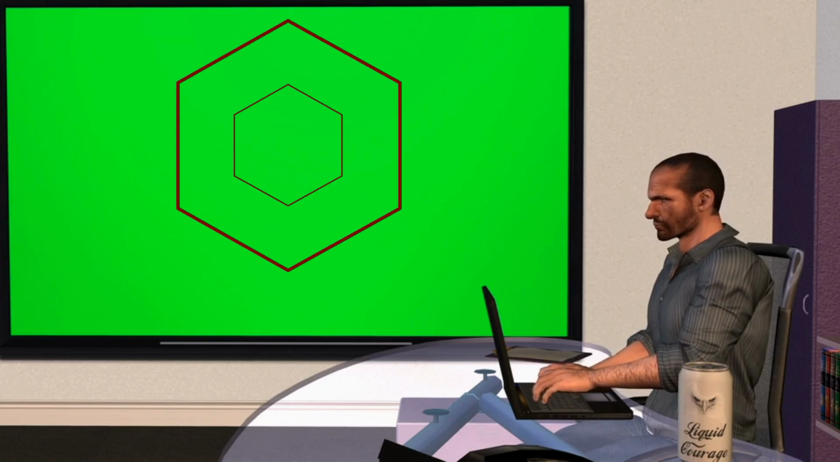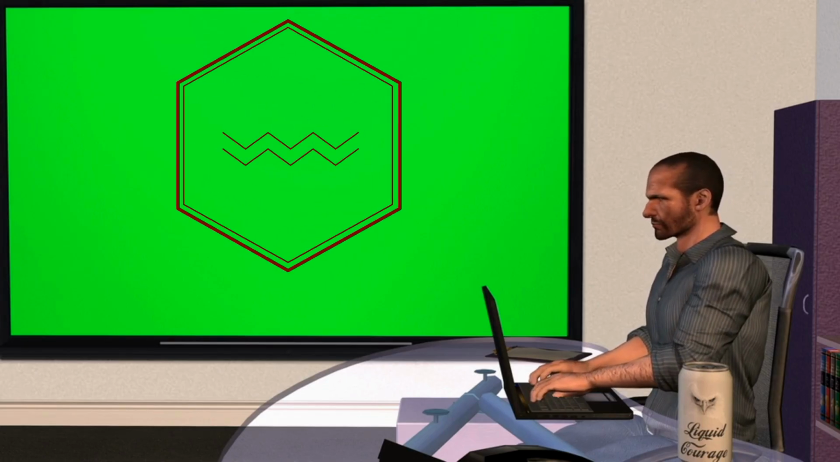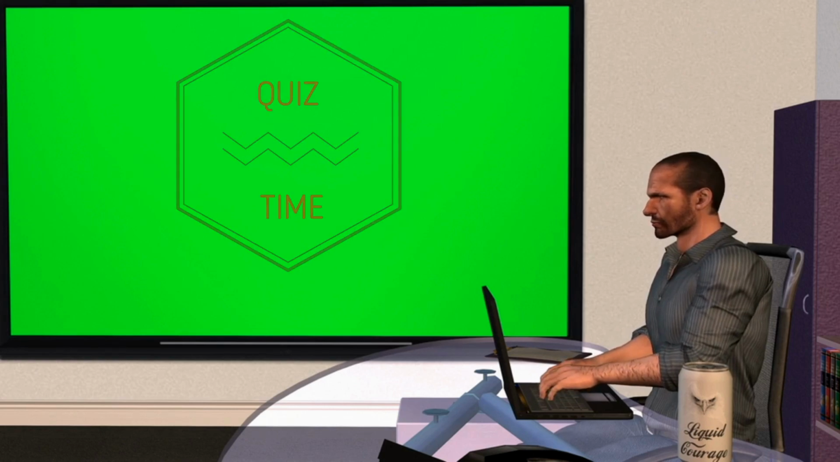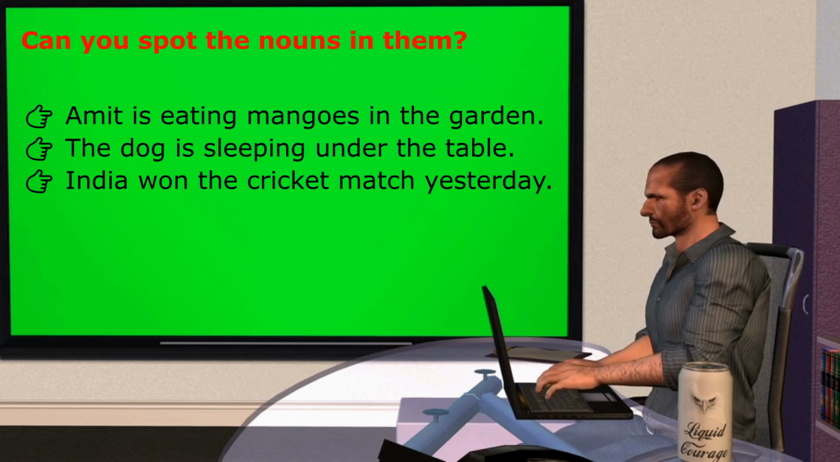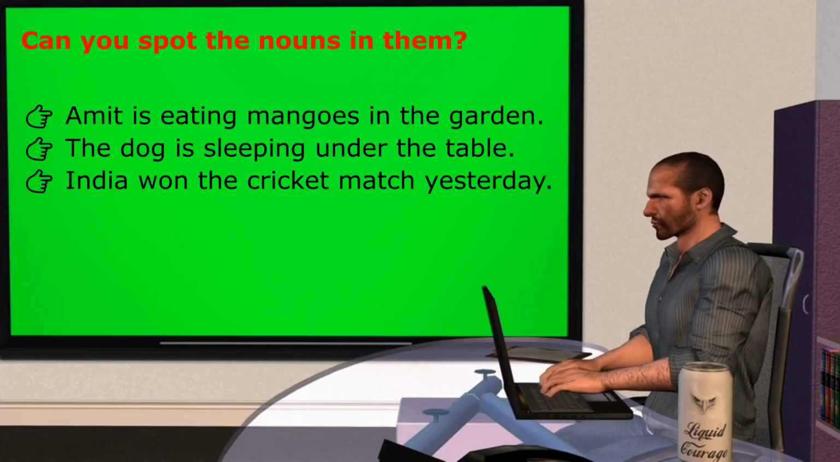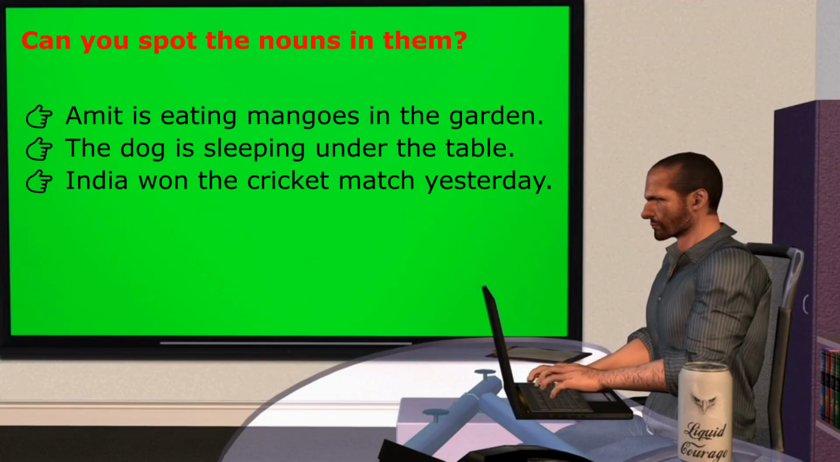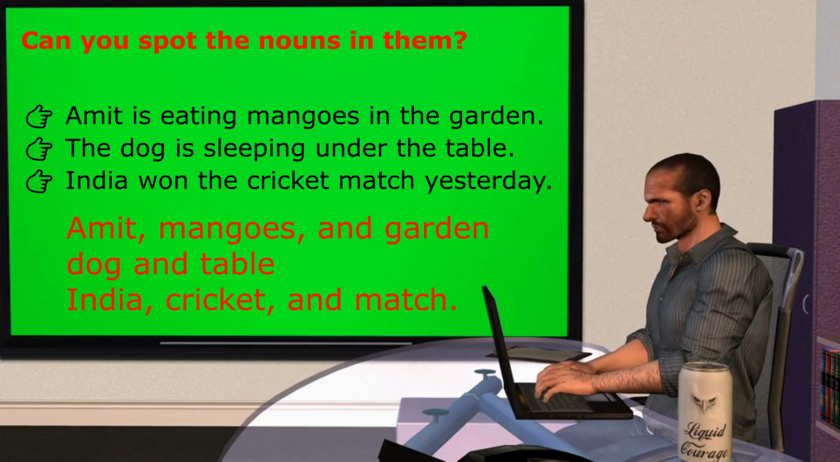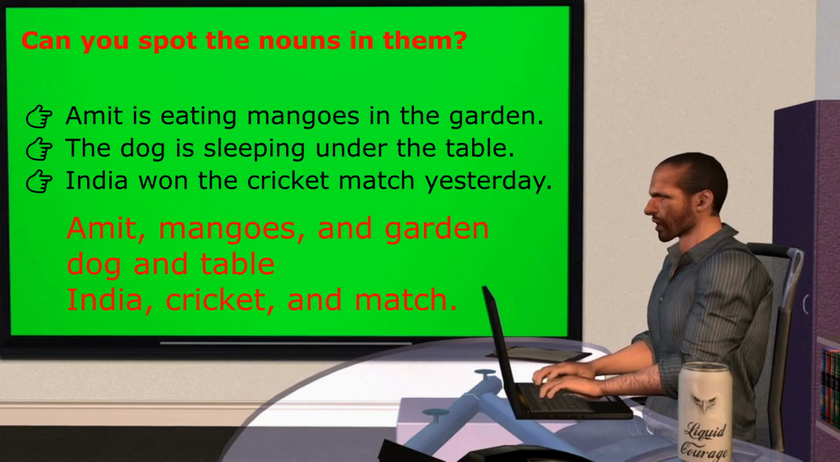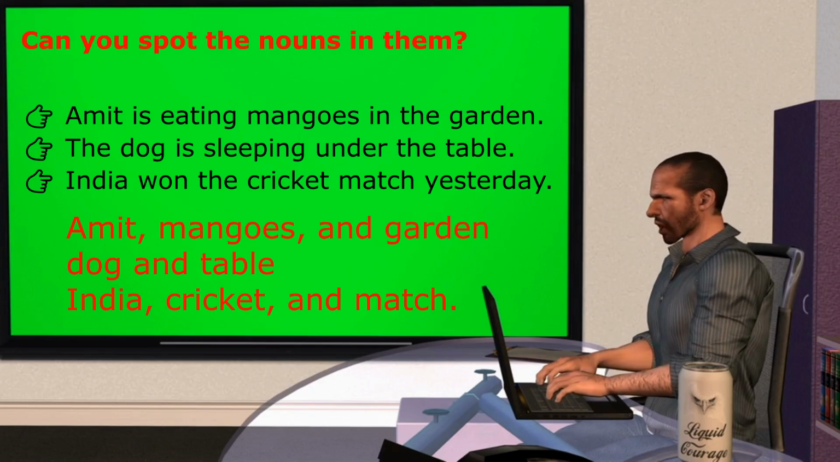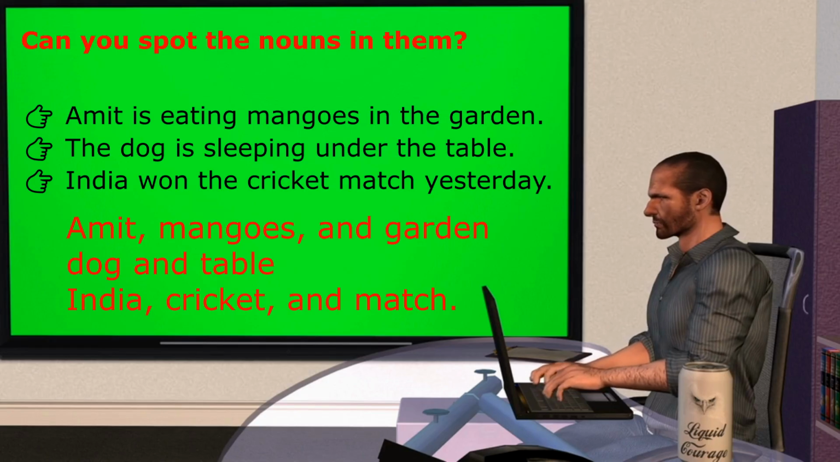Alright, I'll show you a few sentences. Can you spot the nouns in them? Amit, mangoes, garden. All are nouns. The words dog and table are nouns. India, cricket, match. All are nouns.